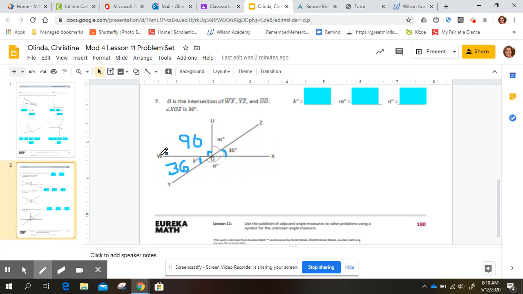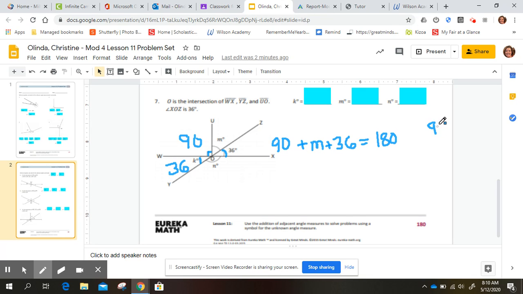I also know that WX is a straight line. So if I add 90 plus M plus 36, a straight line is 180 degrees. So 90 plus M plus 36 has to equal 180 degrees. So I can solve for M and find this answer.